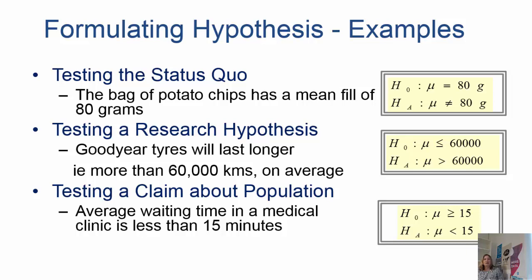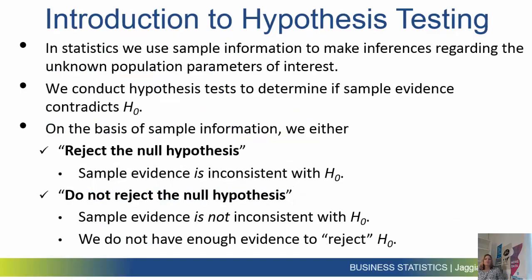Lastly, we have another directional test where the average wait time is hypothesised to be less than 15 minutes. Hence the alternative hypothesis includes this claim about the population. So with hypothesis testing we make one of two decisions. We either reject the null hypothesis or we do not reject the null hypothesis. Please note we never accept the null hypothesis, as we can never know the true state of affairs. We only reject it if we have enough evidence to do so, and when we reject it we can only conclude the alternative hypothesis, because this is the exact opposite of the null.